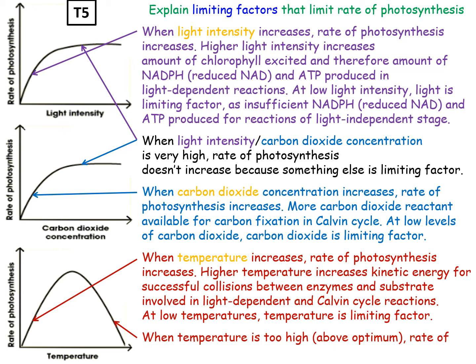When temperature is too high, above the optimum, the rate of photosynthesis decreases because enzymes involved in the light-dependent and Calvin cycle reactions will denature, and therefore the rate of photosynthesis will decrease.